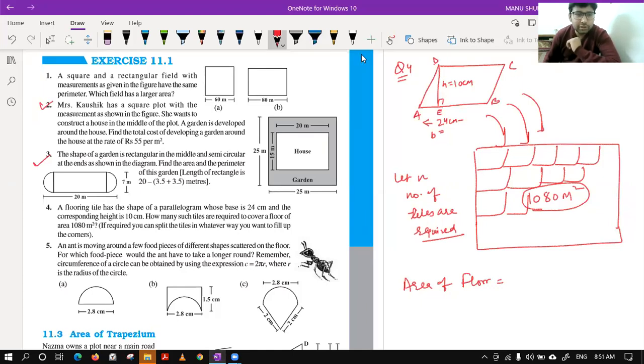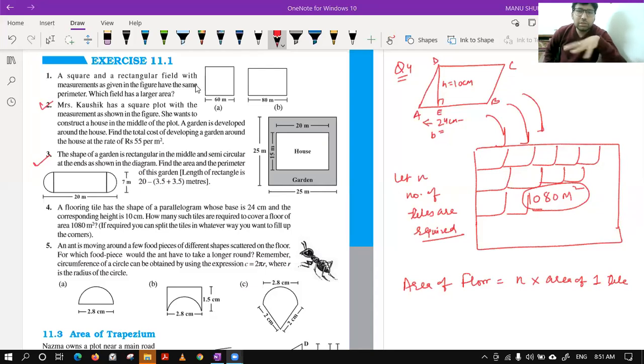Tell me the statement. Okay, it is n multiplied with area of one tile. Are you able to understand this thing, class? Please tell how we came to this statement.